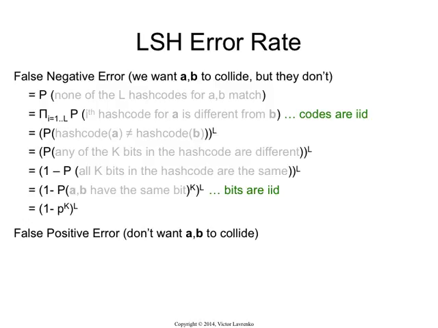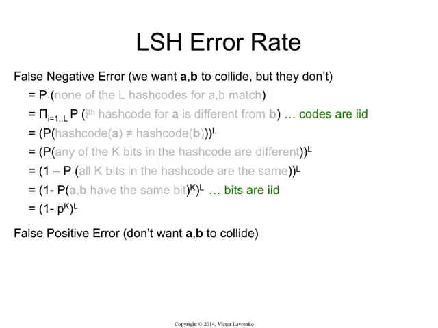Now, you can make a very similar argument for the false positive rate. So what's a false positive rate? In terms of the previous slide, that's one of the documents that you didn't want to have in the hash buckets, but it still ended up being in that hash bucket by accident. So you don't want A and B to collide. What is the probability that they collide by accident?